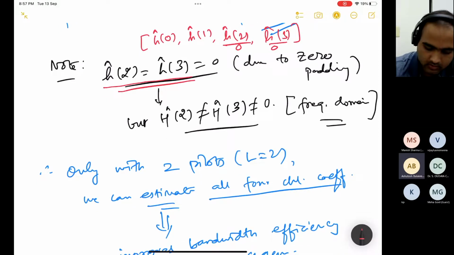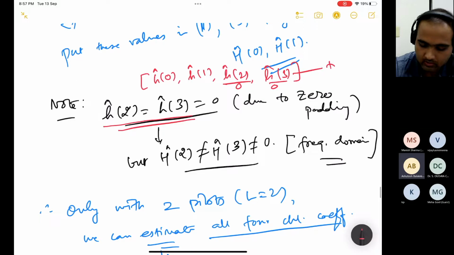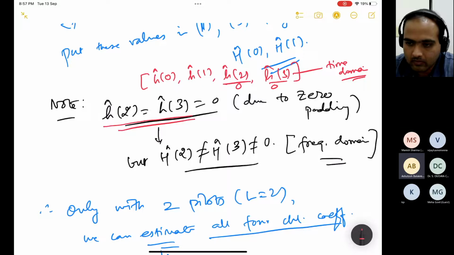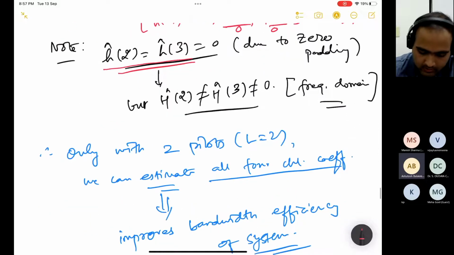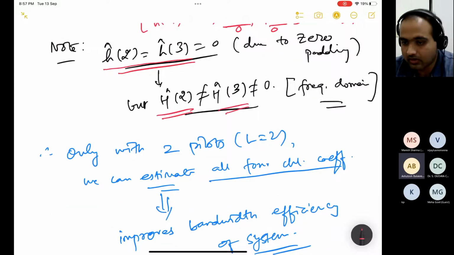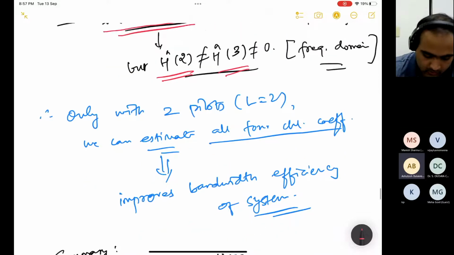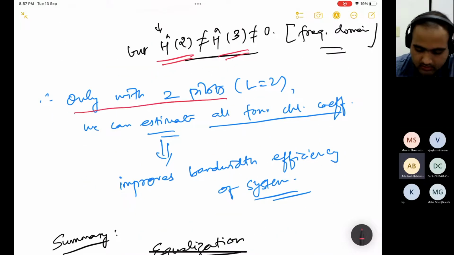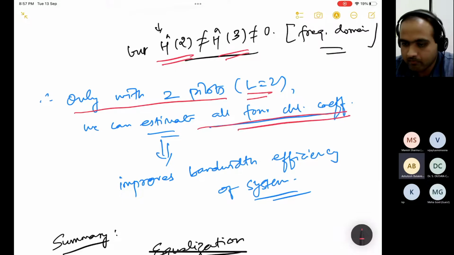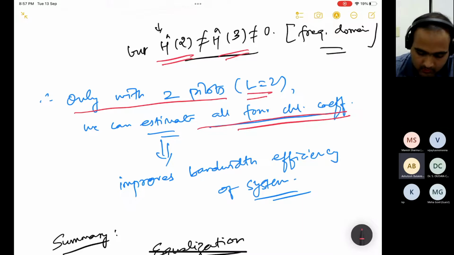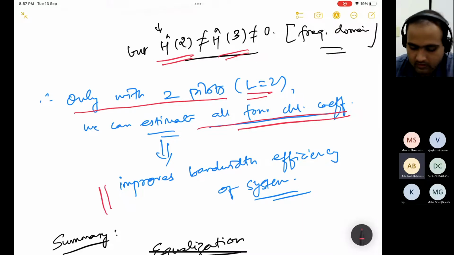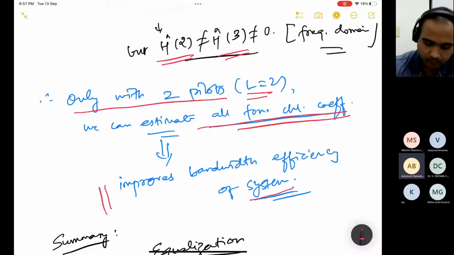But note, so these are 0 in the time domain, okay? But if any variable is 0 in the time domain, it does not mean that it will be 0 in the frequency domain also, right? So that is why in the frequency domain it is not necessarily 0. So now only with two pilots, that is L is 2, we can estimate all the 4 channel coefficients, and that is why this comb type transmission improves the bandwidth efficiency of my system.